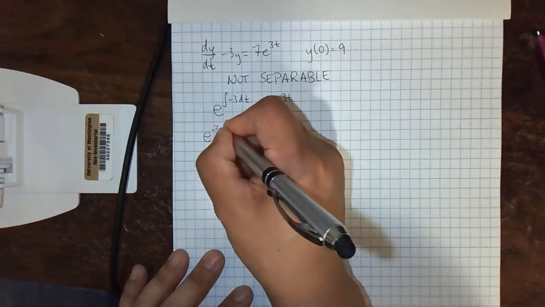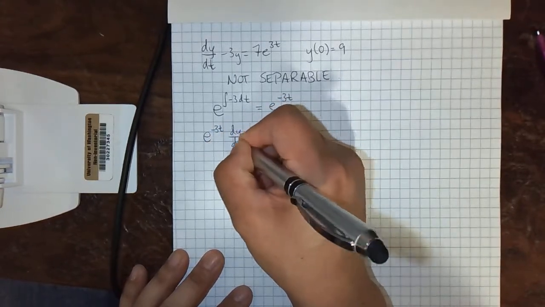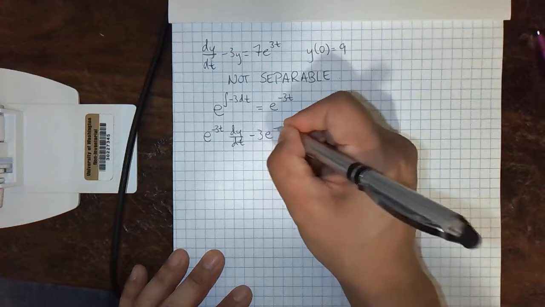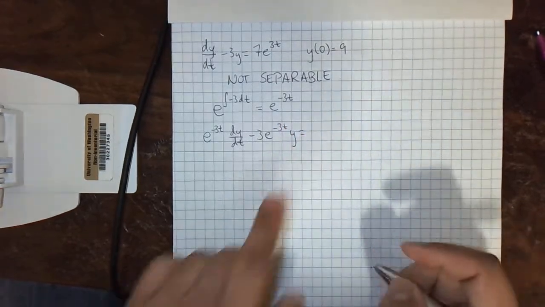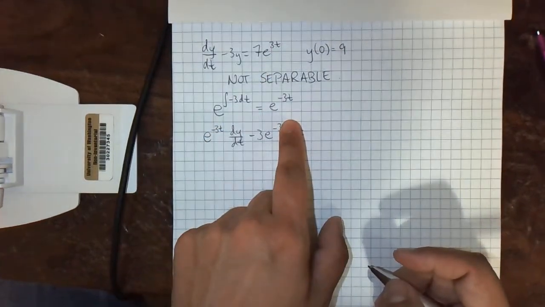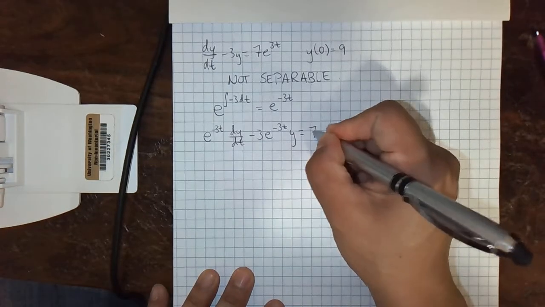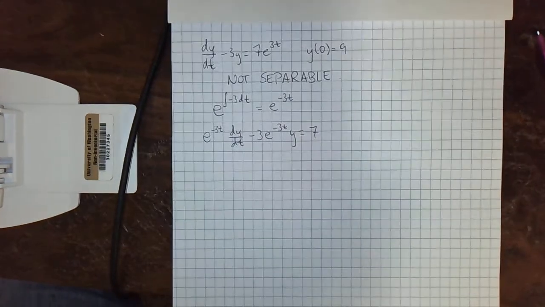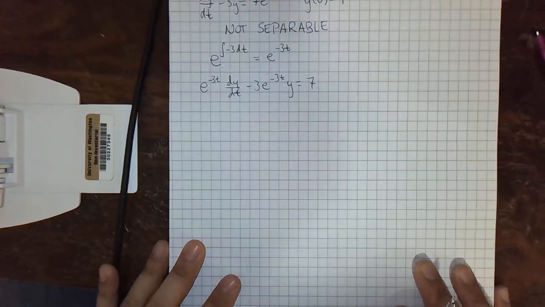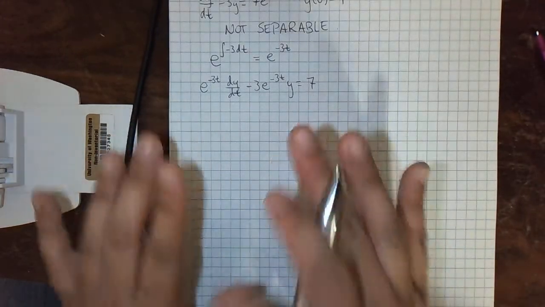e to the negative 3t dy by dt. This is looking the same as before. e to the negative 3t y equals 7. e to the positive 3t times e to the negative 3t is just 7. Those two things multiply to 1. Okay, this looks kind of like before.